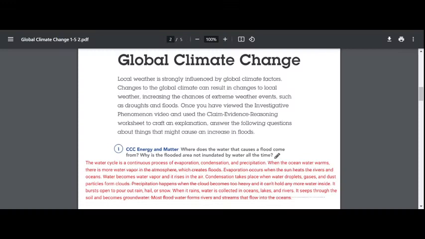Global climate change. Okay, so local weather is strongly influenced by global climate factors. Changes to the global climate can result in changes to local weather, increasing the chances of extreme weather events such as droughts and floods. Once you have viewed the investigative phenomenon video and used the claim evidence reasoning worksheet to craft an explanation, answer the following questions about things that might cause an increase in floods.